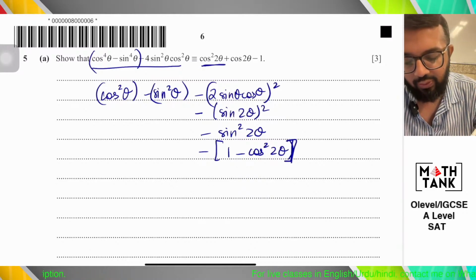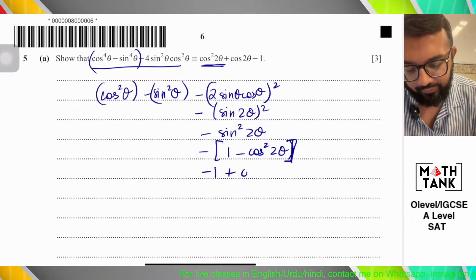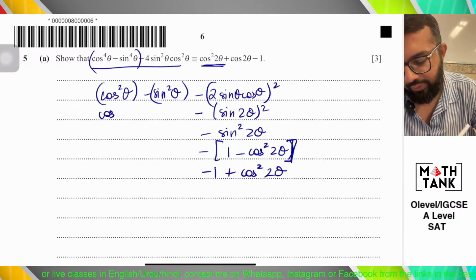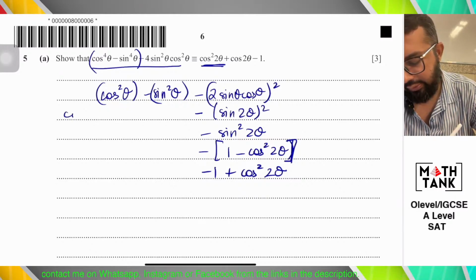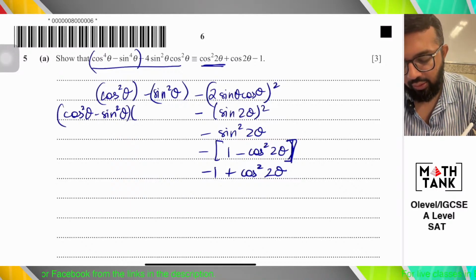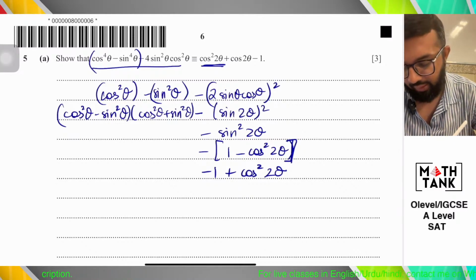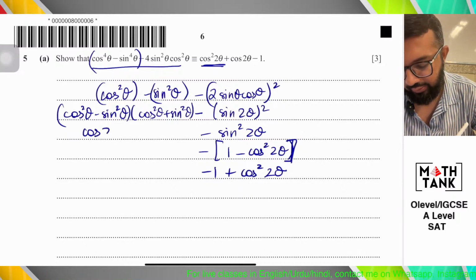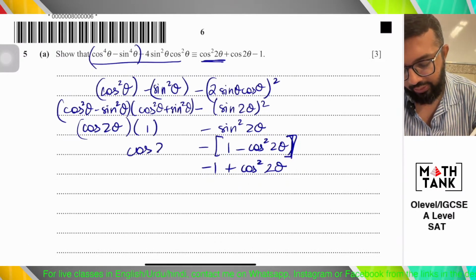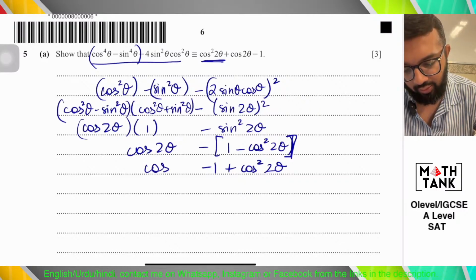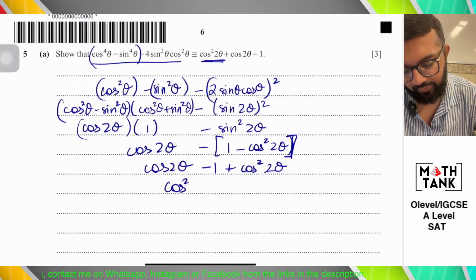Why am I doing this? Because I see this happening. So this becomes cos square theta minus sine square theta, and cos square theta plus sine square theta. So this is cos 2 theta, and that is 1. So that's cos 2 theta. Okay, I have the proof that I wanted.